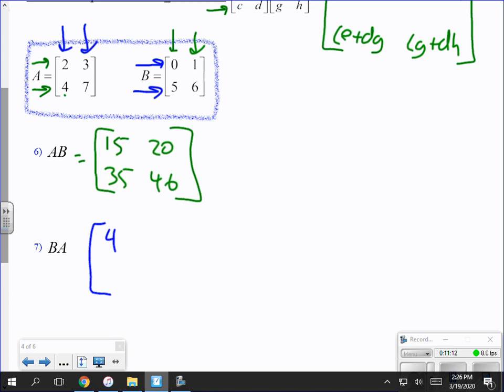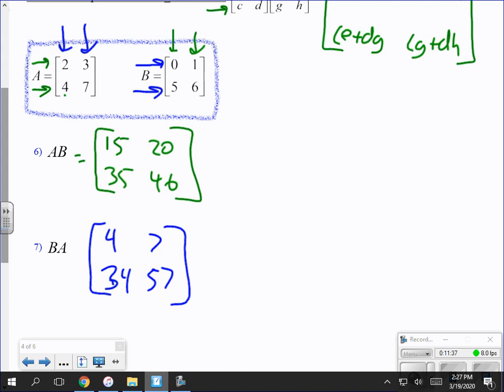Yeah, I do 5 and 6 times 2 and 4. 5 times 2 is 10. 6 times 4 is 24. So I get 34. And then I do 0, 1 times 3, 7. So I get 7 here. And I do 5, 6 times 3, 7. So that's 15 plus 42, which gives me 57.